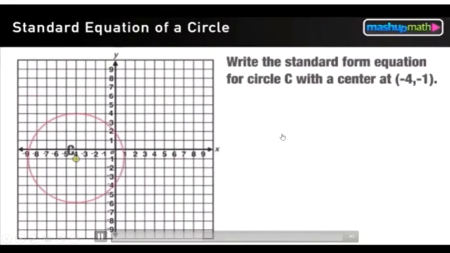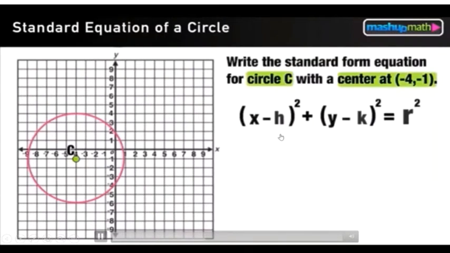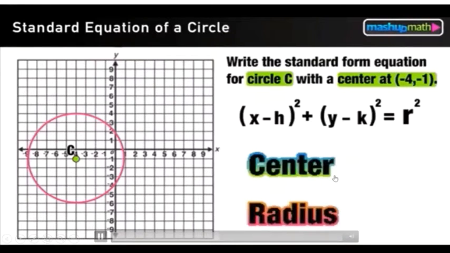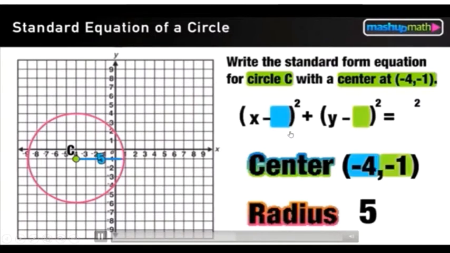Another example. Write the standard form equation for circle C with the center at -4, -1. Using the same formula with the h, k as the coordinates of our center. So I already have the center, which is given: -4 and -1. It looks like this. -4, -1, radius 1, 2, 3, 4, 5. So my radius is 5. All we have to do is the same thing. We're going to be replacing the h, k with -4, -1, and your r would be 5.